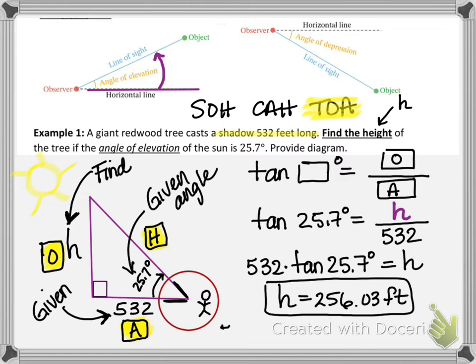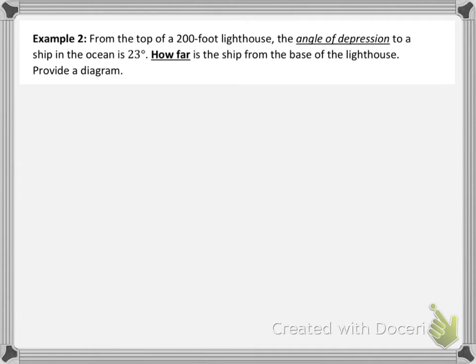All right, let's try this again, okay? So moving on to the next one. So let's get started. From the top of a 200-foot lighthouse, the angle of depression to the ship in an ocean is 23 degrees. How far is the ship from the base of the lighthouse? Provide a diagram. Okay, so again, let us attempt to decorate our right triangle.